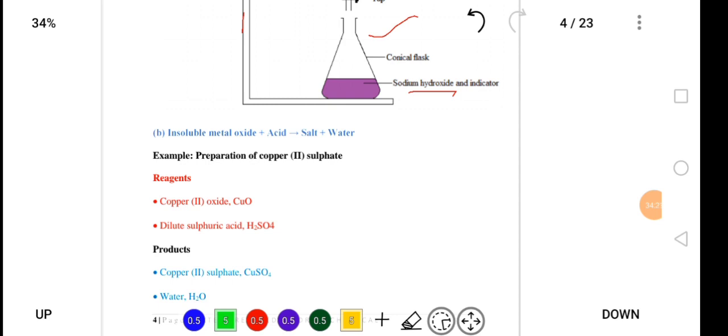So we said another method of preparing a soluble salt is by using an insoluble metal oxide, reacting that insoluble metal oxide with an acid. How are we going to do this, my dear learners? So we are going to attempt to prepare copper(II) sulfate.